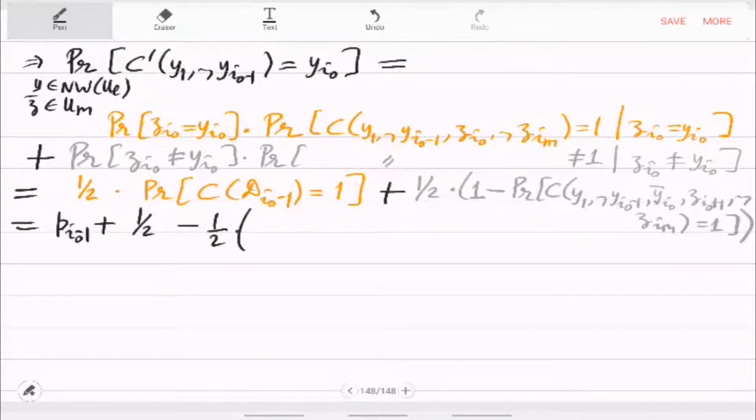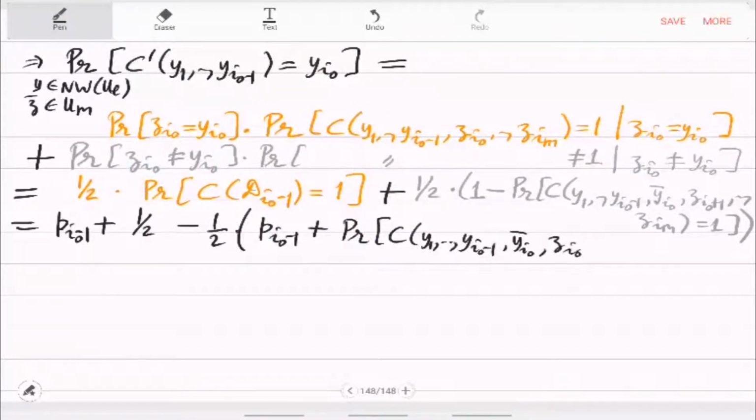So I'll get plus the probability of C of y1 to yi0 minus 1, I0 bar, with ZIM being equal to 1.